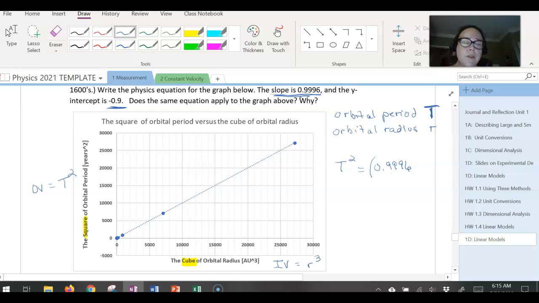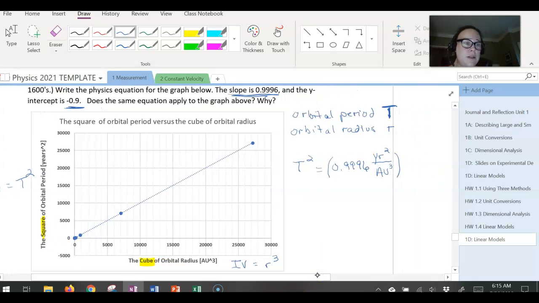What are the units of the slope? So I have to look at the graph, and on this graph, the units of the y-axis are years squared, and the units on the x-axis are AU cubed. AU means astronomical unit. It's just one type of measure for length. So I have years squared over AU cubed. I don't really need to understand a lot about those units, but when I'm putting the units on a slope, it is always the change in the y variable divided by the change in the x variable. So the units should be the units on the y-axis divided by the units on the x-axis.